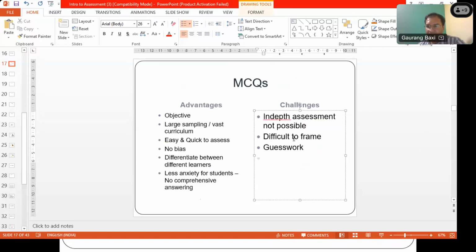What else? Limited assessment of higher order cognitive skills.